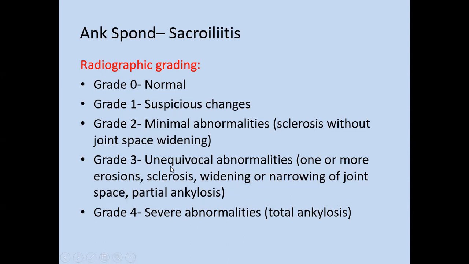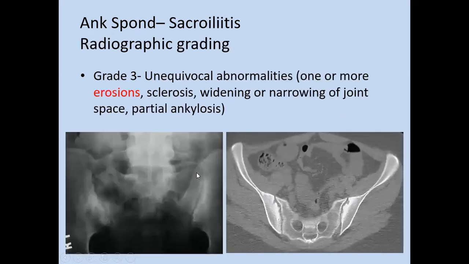The sacroiliitis changes are very obvious on the radiographs. You see erosions, you see sclerosis, you see pseudo widening, or even narrowing in the advanced stages, and ankylosing of the joint as well. Grade 4 is when there is complete fusion and complete ankylosing of the sacroiliac joints. So here we'll see examples of that.